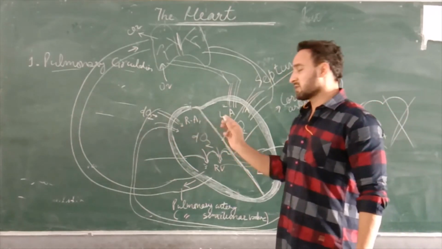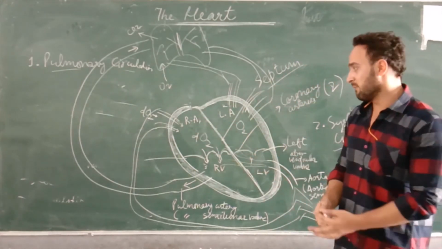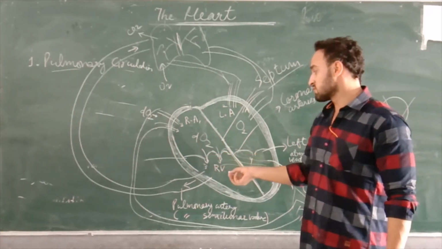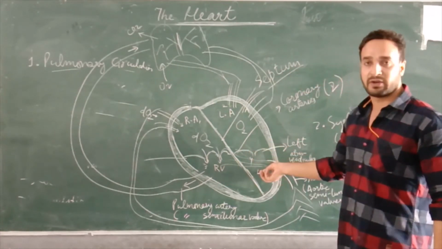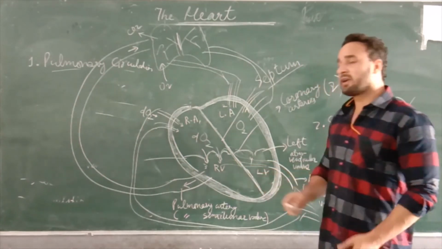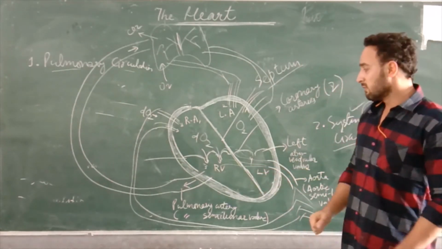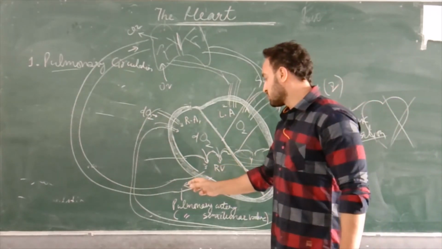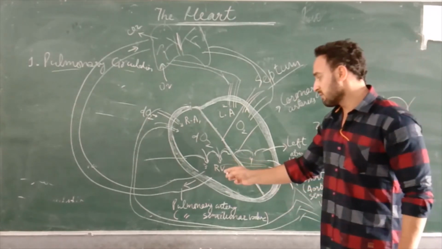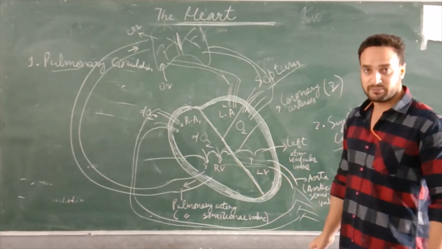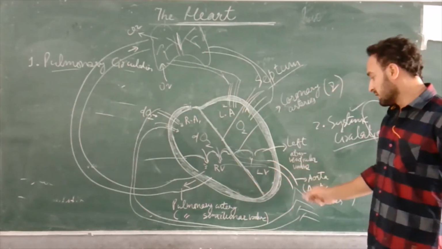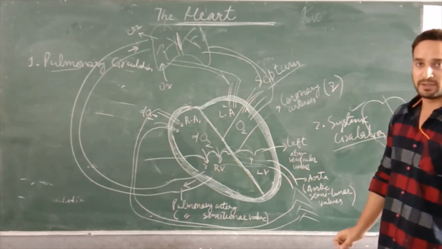Now, when the auricles contract, they contract at the same time. The blood is pushed through the auriculoventricular valves to the right ventricle and left ventricle respectively. Now, when both the ventricles contract, the blood is pumped to the pulmonary artery and to the aorta respectively by the right ventricle and the left ventricle. From the right ventricle the blood goes to the lungs, and from the left ventricle the oxygenated blood goes to the body.